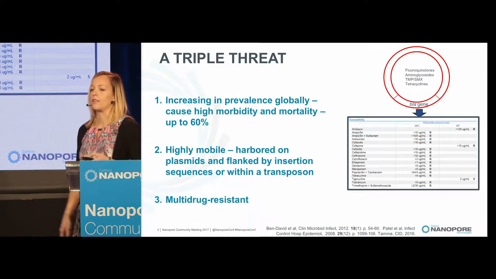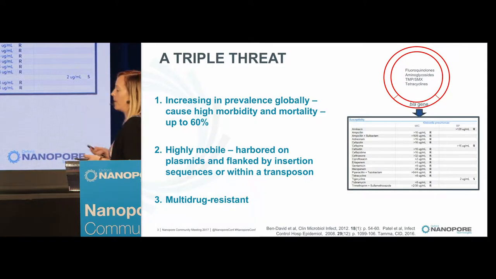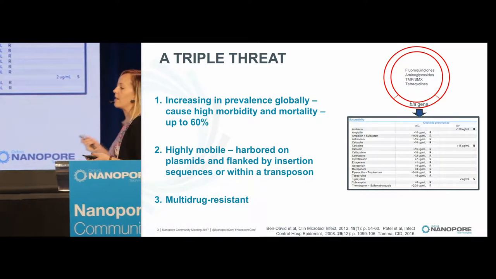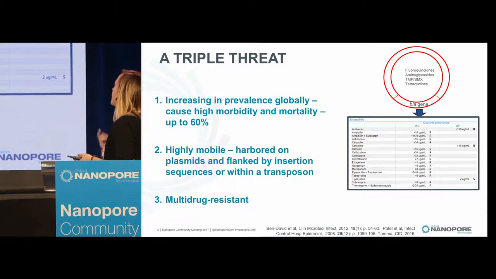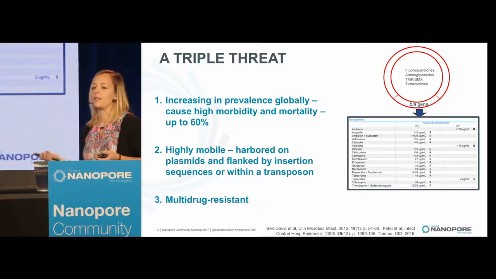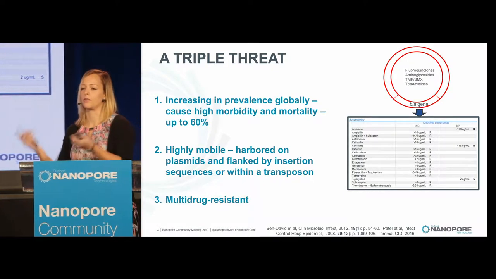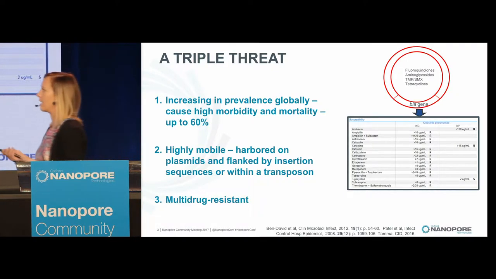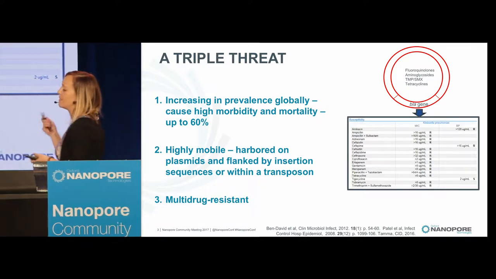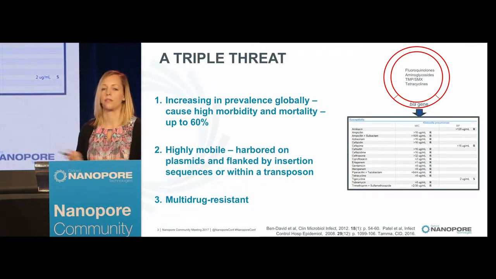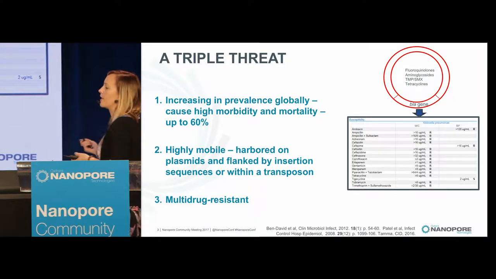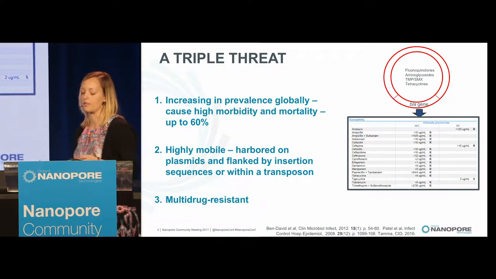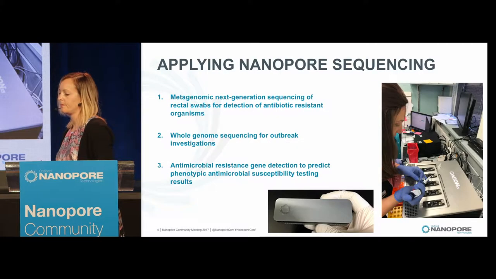And lastly, they're usually multi-drug resistant. So not only are they resistant to most of the beta-lactam agents, they also carry resistance genes to many other classes of antimicrobials. And this can be on the same plasmid or where the plasmid comes into a successful multi-drug resistant strain, producing these very scary antimicrobial susceptibility testing profiles that we encounter in the clinical lab, where there are very few or limited options for treatment that are left.